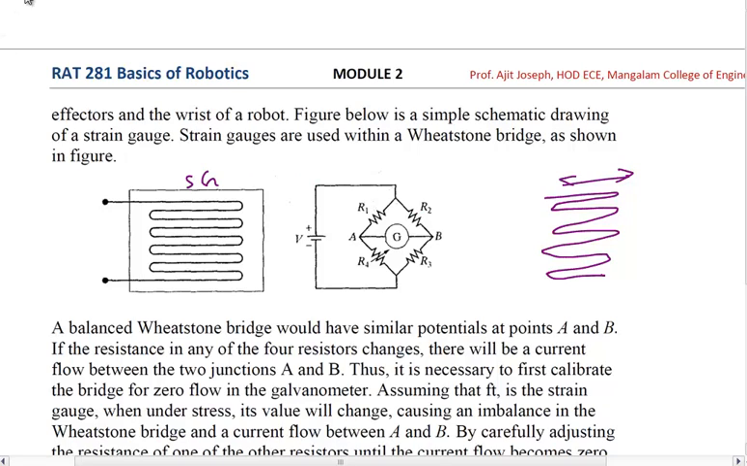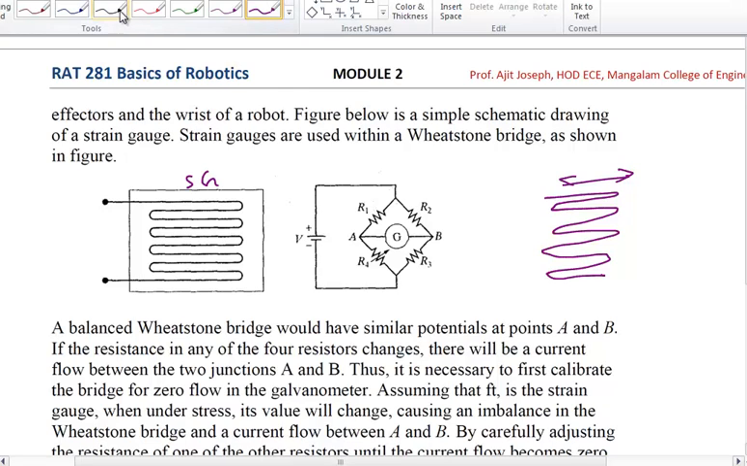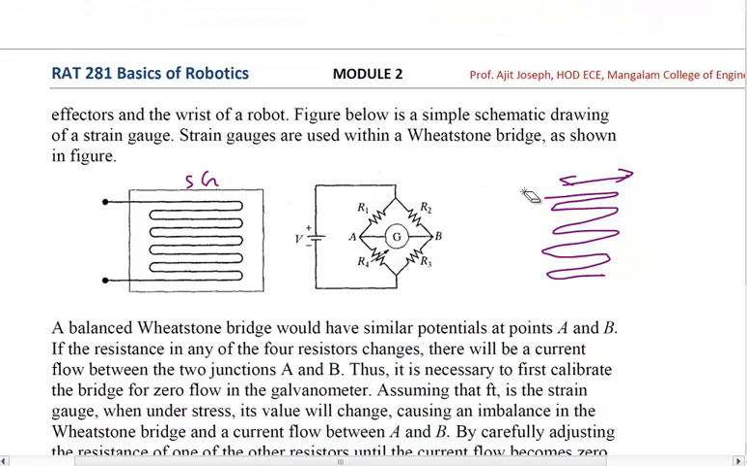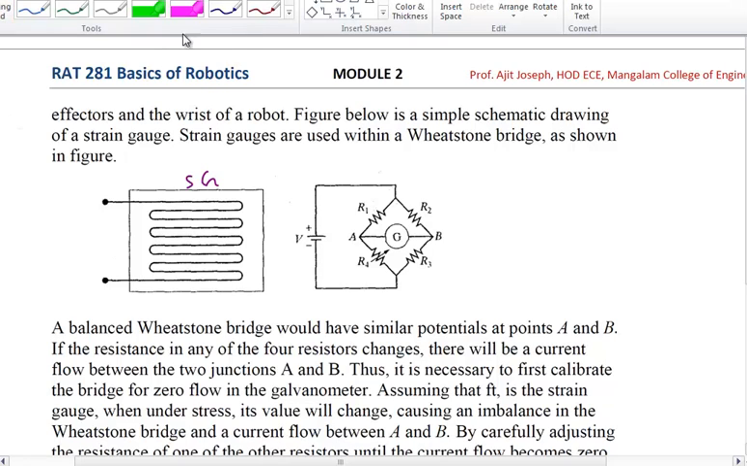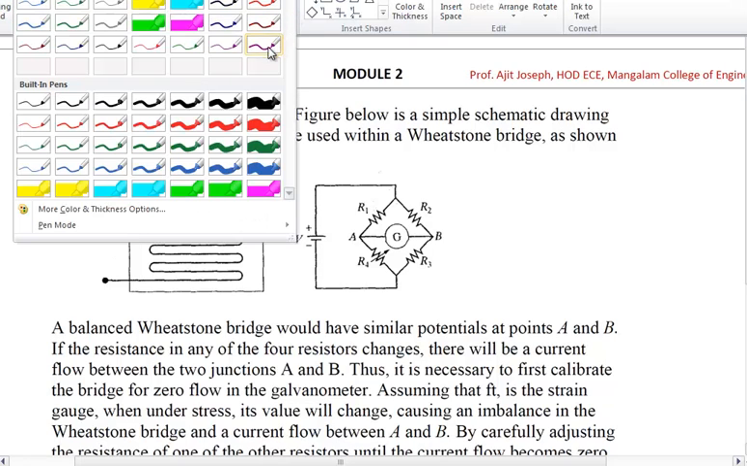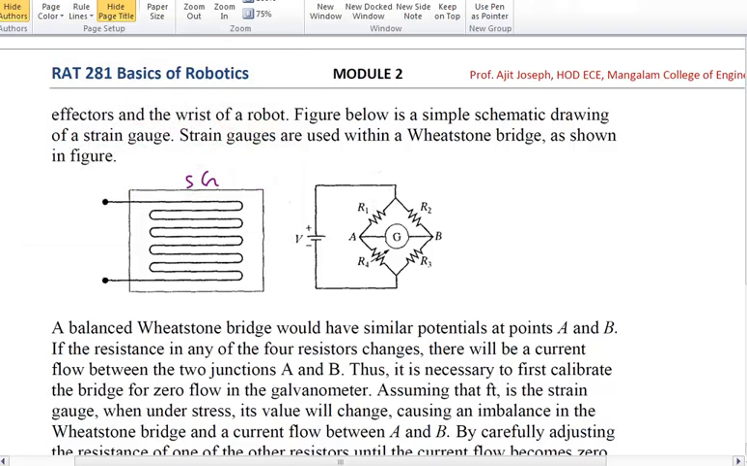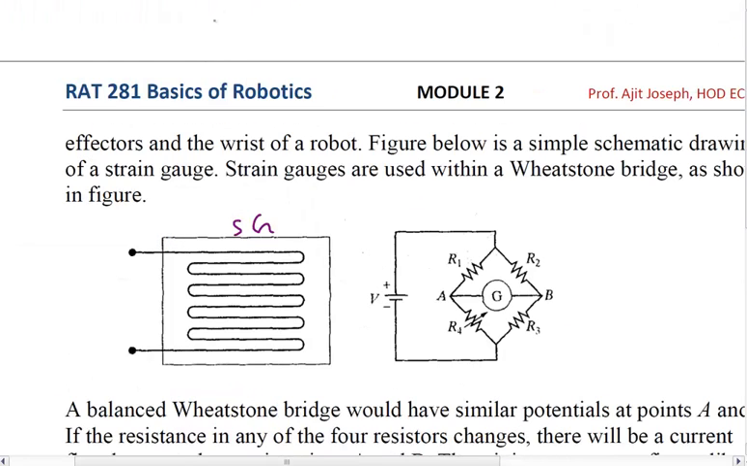Now how do we find it out? How do we find how much strain or how much pressure or force is getting measured? How do we find that out? We can find that out by considering this Wheatstone bridge. Now let me expand that again a little bit. Okay.